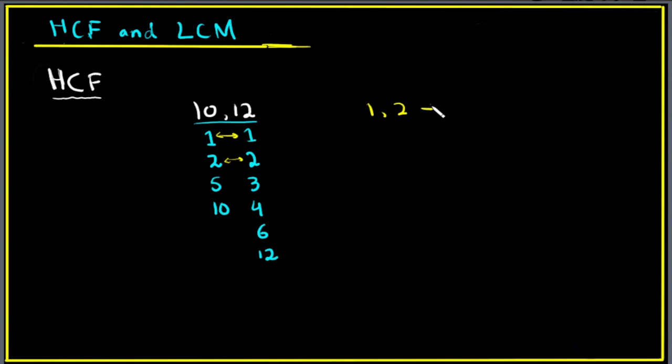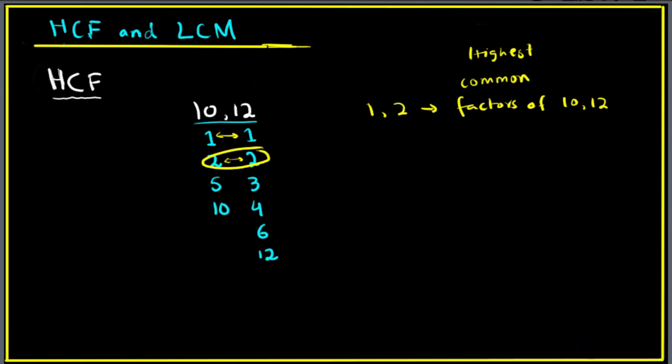1 and 2 are the common factors of 10 and 12, right? In fact, I can just write 1 and 2 are the common factors. But if I want to particularly find the highest common factor of these two, the higher one, because 1 is going to be a factor of all numbers, we are not interested in the lowest common factor. We are always interested in the highest common factor, right? So the highest common factor is going to be 2, right?